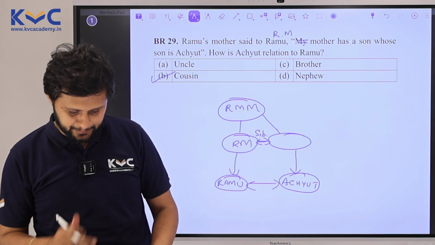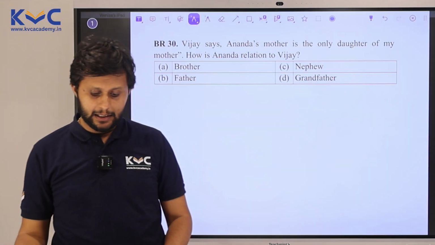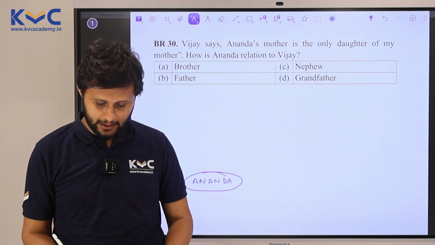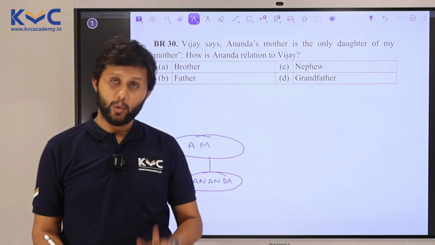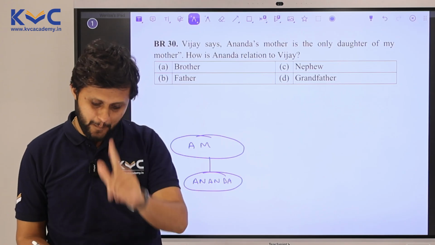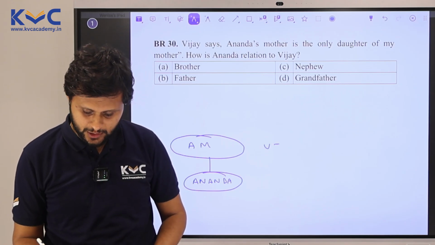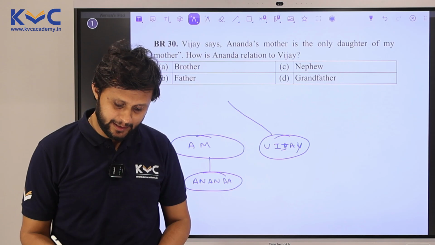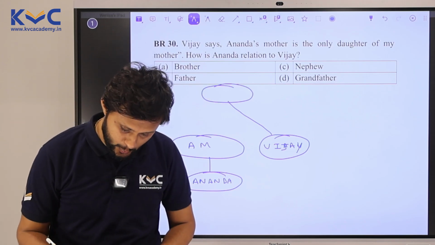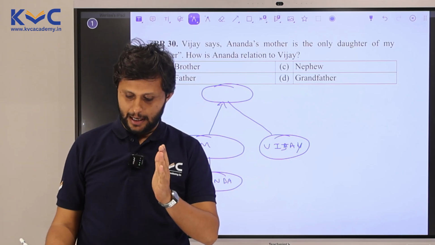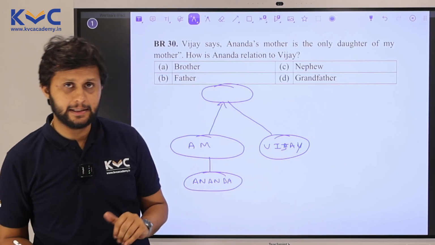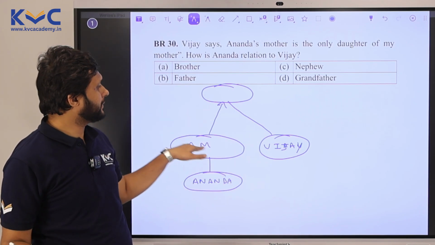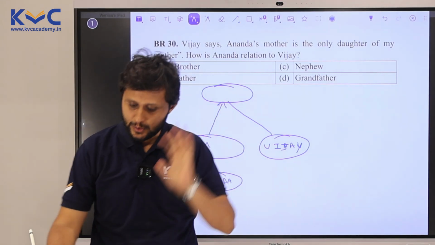Question number 30. Vijay says, Ananda's mother is the only daughter of my mother. There is Ananda. Then we have Ananda's mother, who is the only daughter of my mother. My means who? There is Vijay. Correct. Vijay's mother is there, who is also Ananda's mother's mother. Perfect. Is it matching? So Vijay is saying Ananda's mother is the only daughter of my mother. Perfect. So this is fine now.